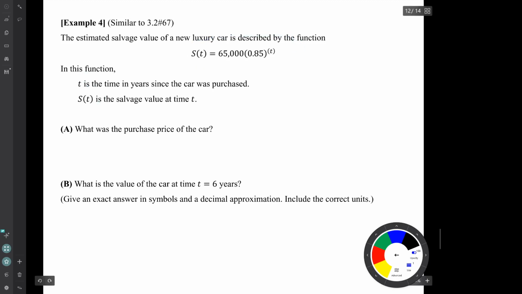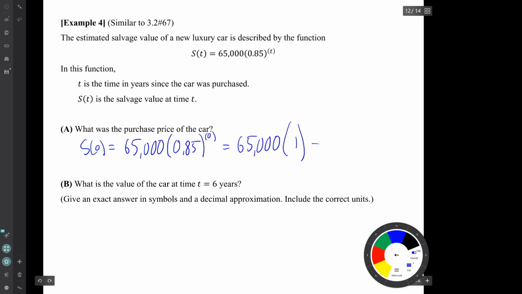So question A is, what was the purchase price of the car? Well, the car was purchased when time was 0. So we're just being asked for S parentheses 0. So the purchase price is $65,000. Oh, we could just have spotted that. It's just sitting there in the formula.